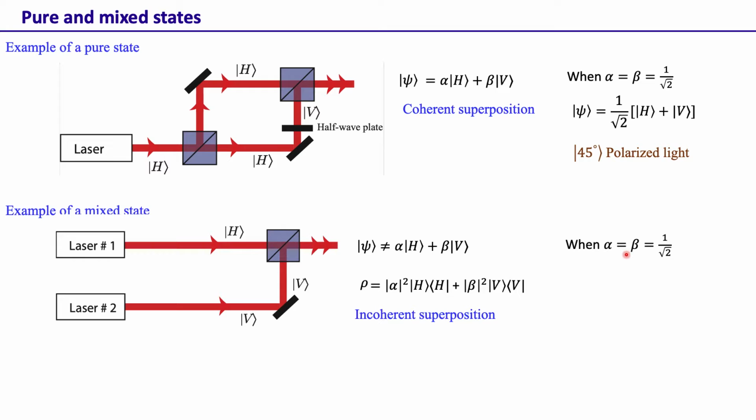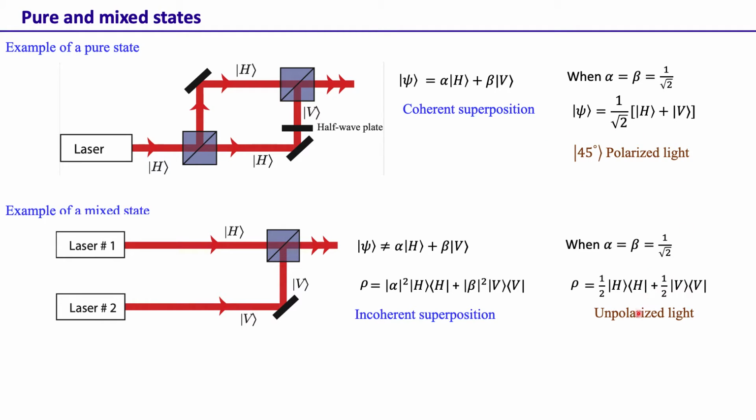And of course, when alpha and beta are equal to 1 over root 2, same as over here, we get rho as half HH plus half VV, and this is just unpolarized light. So if we add horizontally polarized light and vertically polarized light in a coherent manner, what we obtain is a 45-degree polarized light.